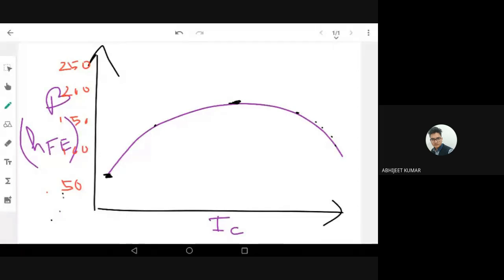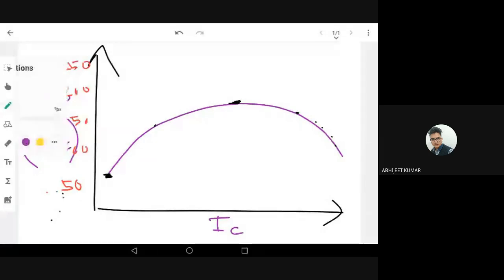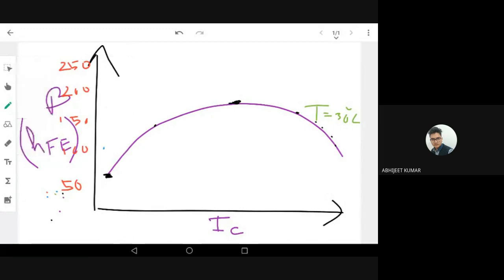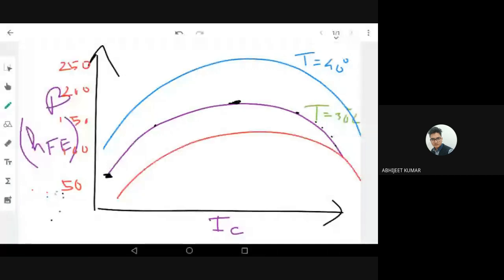So this is a difficult situation. Now I'm keeping a fixed temperature. This is another important point. Say, for example, the temperature is equal to 30 degrees Celsius. Now if I increase the temperature, what happens? You can see another graph. This is the most difficult part. If the temperature increases, I'll get this graph. This is temperature equal to, say, 40 degrees. Now if I reduce the temperature, I'll get another graph. This is T equal to maybe 10 degrees Celsius.